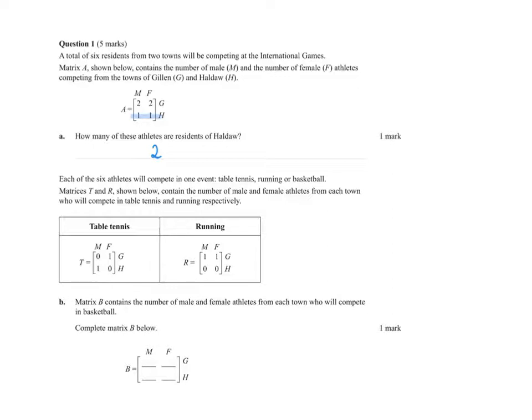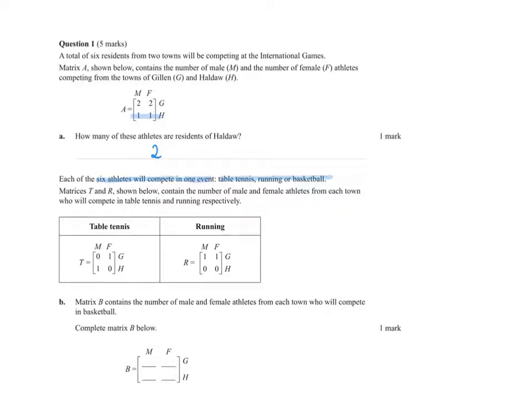Matrix B contains the number of male and female athletes from each town who will compete in basketball. Complete matrix B below. Okay, so this is where we've got to be careful, and we've got to make sure we're reading all the data. So the 6 athletes will compete in 1 event only. So if you have a look, we've got to look at what we've got.